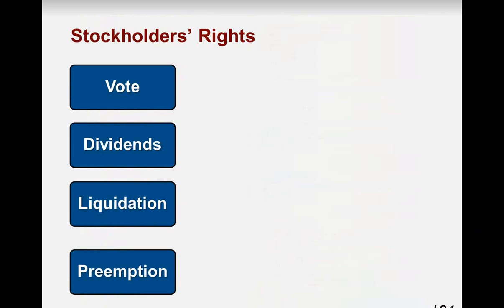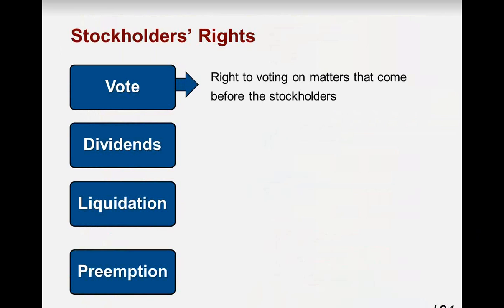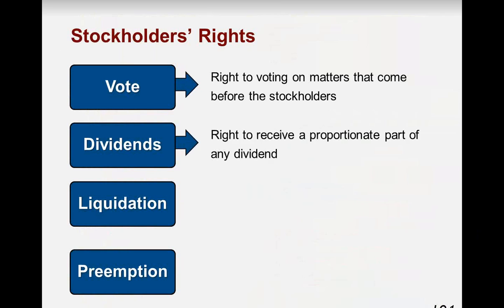Stockholders' rights. You have different rights depending on the class of the stock that you have. If you want the right to vote on matters that come before the stockholders, those must be common stock, by the way. Preferred stockholders do not have the right to vote. Stockholders have a right to receive a proportionate part of any dividend that the company declares, but keep in mind that a company does not have to pay dividends.